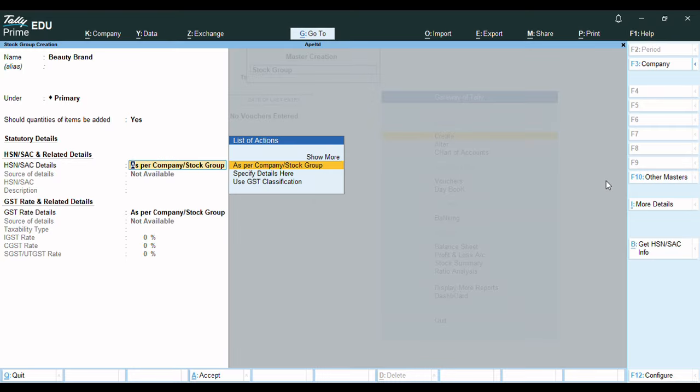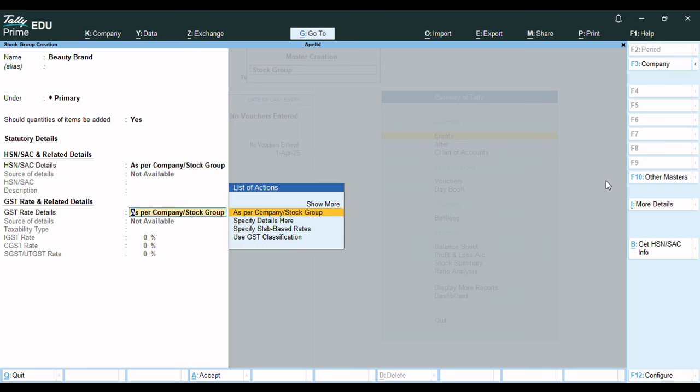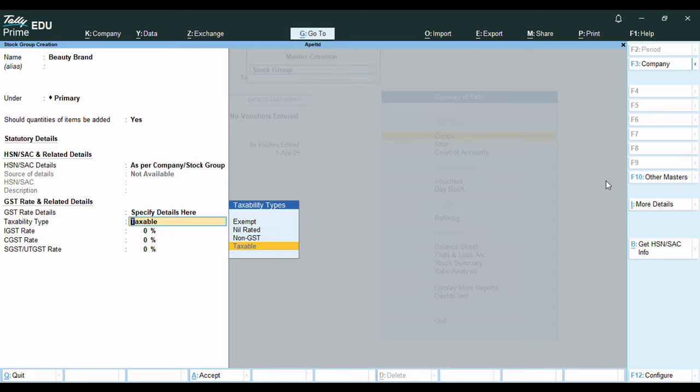If you don't add quantities, it is difficult to sell the product as per company stock. Now GST rate and related details. Here you need to enable the GST. If you don't do it here, GST will not come on stock and ultimately you will face problems. Okay, so specify GST details here. Specify details in tax. The tax is 18%, so I will write 18%. Automatically it is included in CGST and SGST at 9% each, and this is yes.